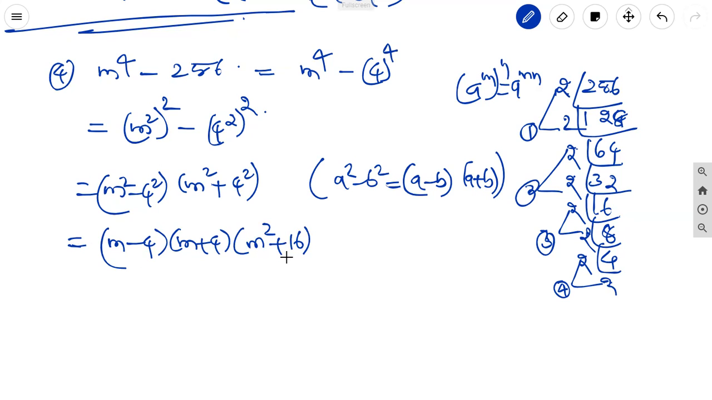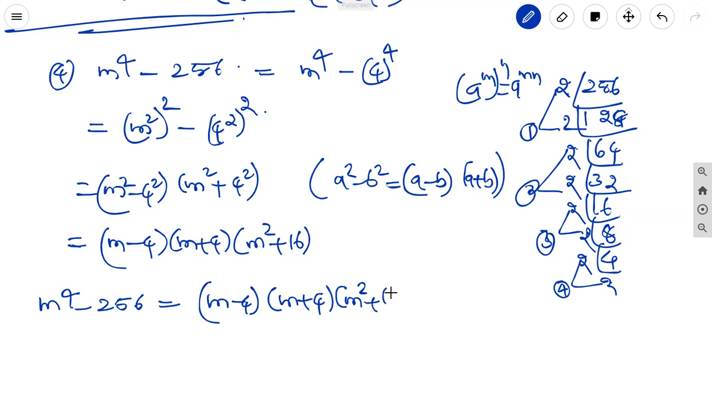Okay, these are the identities. What is that? m power 4 minus 256 equals, the factors are m minus 4 is one factor, m plus 4 is another factor, m square plus 16 is the third factor. We have used the first 3 identities.